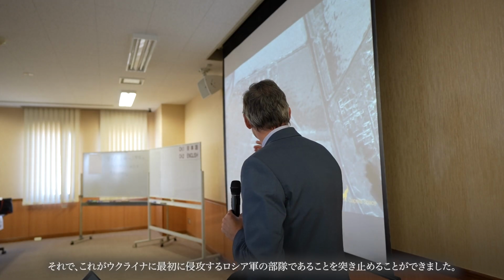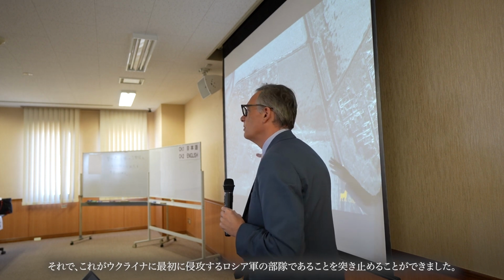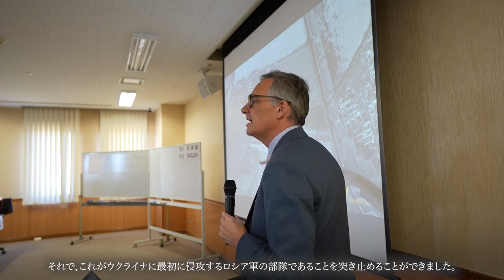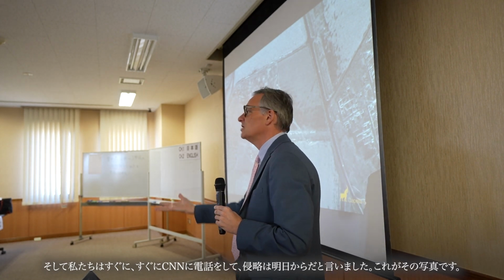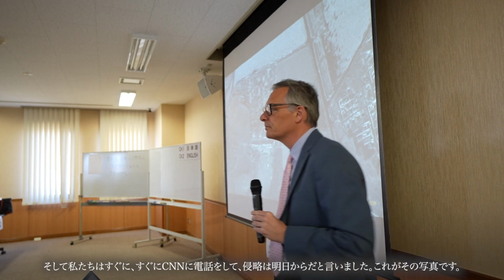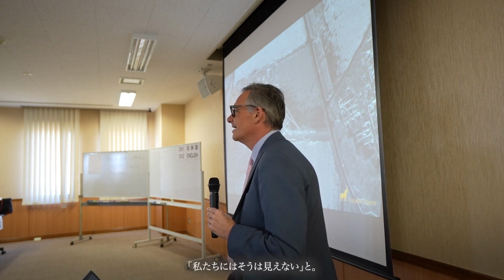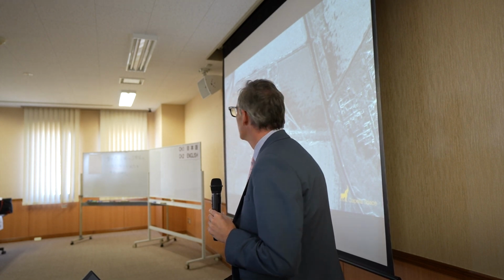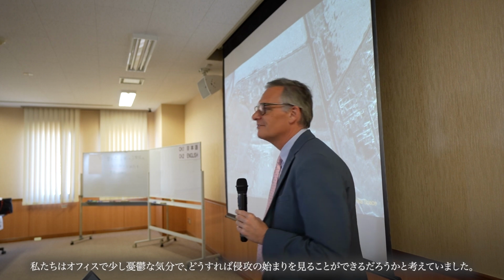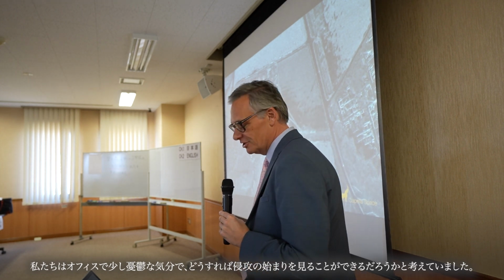It's very strange, right? And so we were able to determine that this was a Russian military unit that was going to be one of the first ones to invade Ukraine. And we immediately called CNN and said, the invasion's going to start tomorrow. Here's the picture. Do you know what CNN said? We can't see it. So we were very disappointed. So we sat in our office feeling a little glum and wondering how we might see the invasion start.